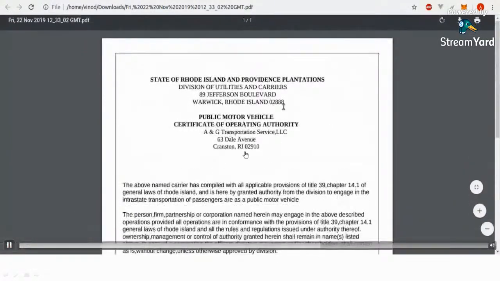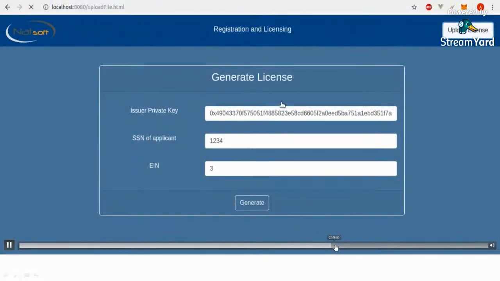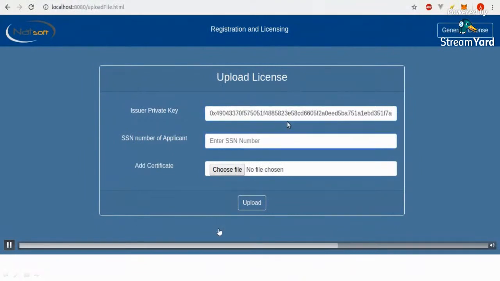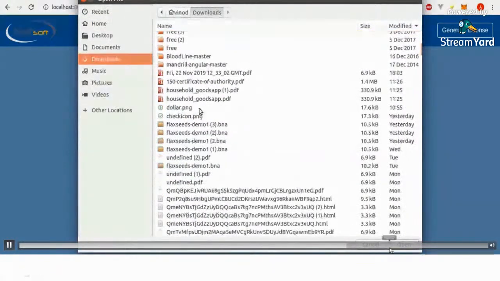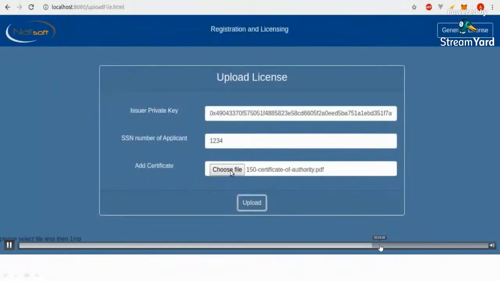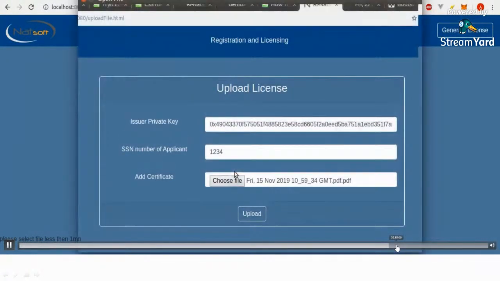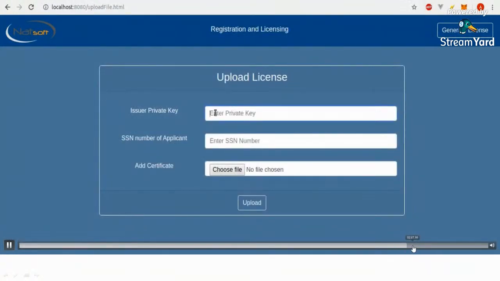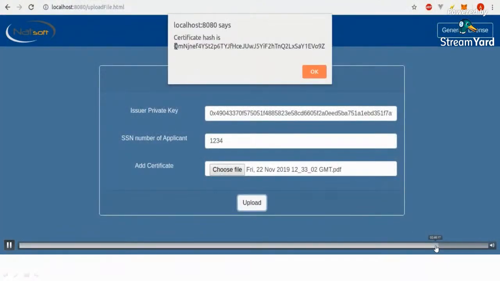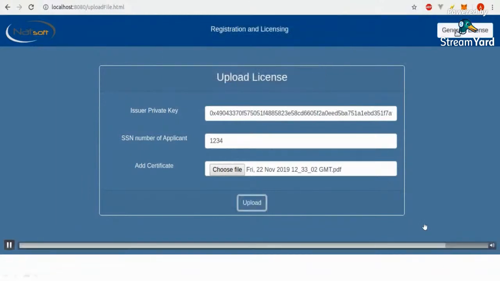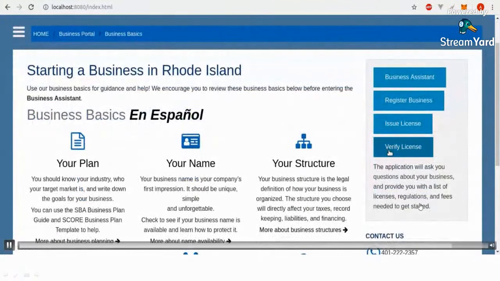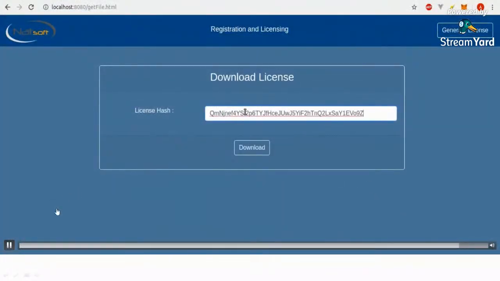So you can see the certificate here, and the generated certificate can be uploaded once the sanity checks and so on have happened and it is approved by all the parties. Here you can see the certificate hash once it is uploaded to the blockchain system, and using that hash you can verify or download the certificate.